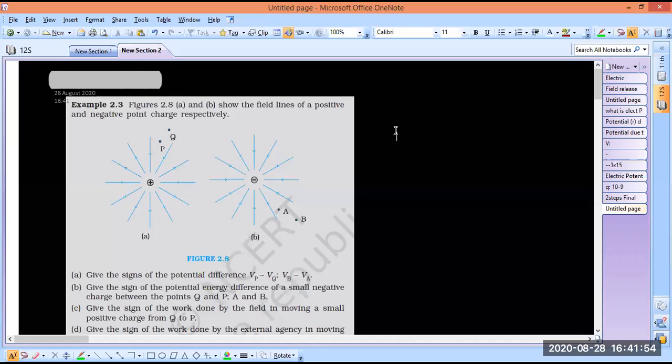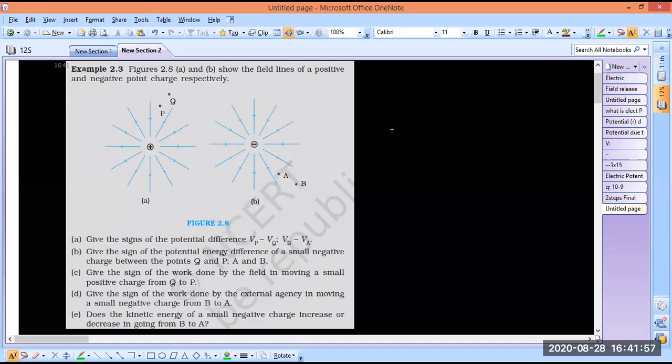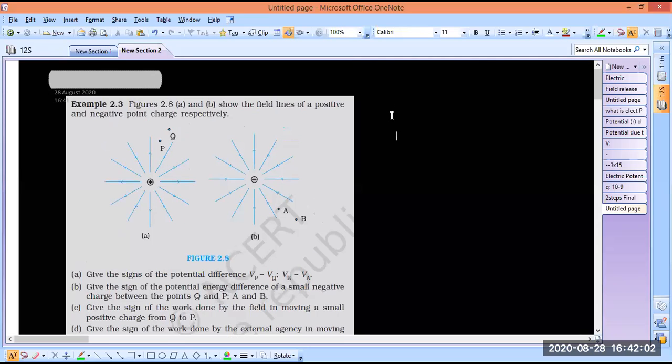So here is this question. Example 2.3. Figure shows field lines of a positive and negative charge respectively. Now, give the signs of potential difference Vp minus Vq and Vb minus Va. Give sign means we have to see whether it's positive, negative, or zero.